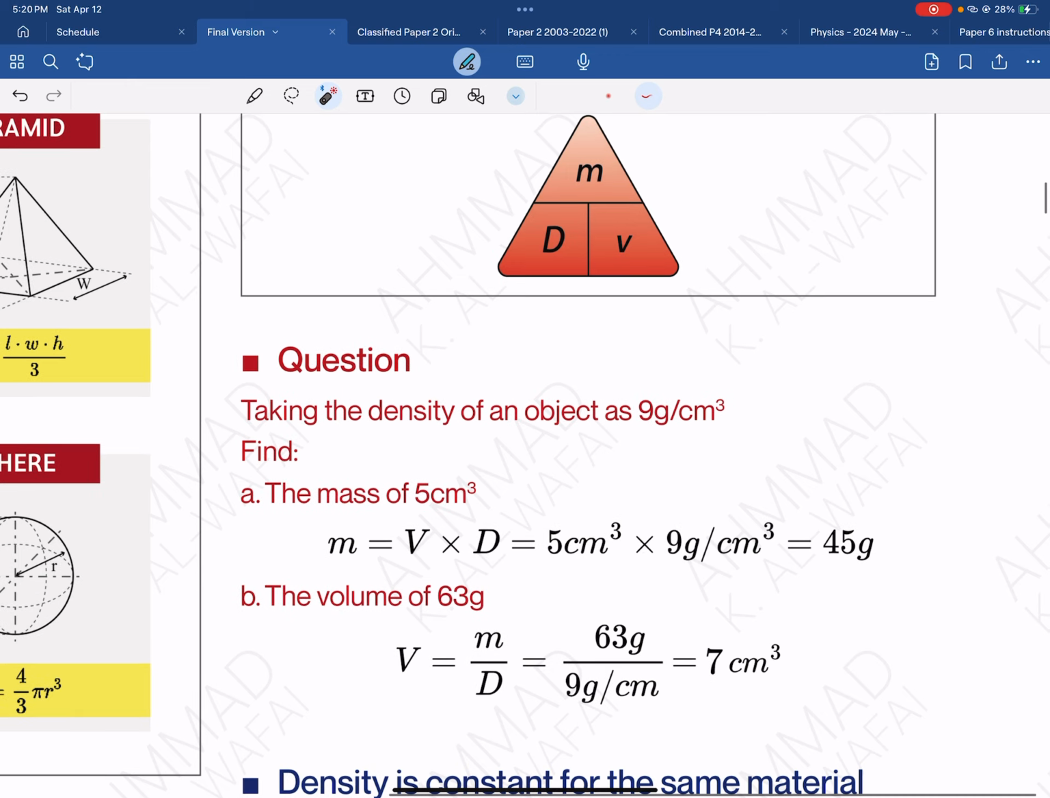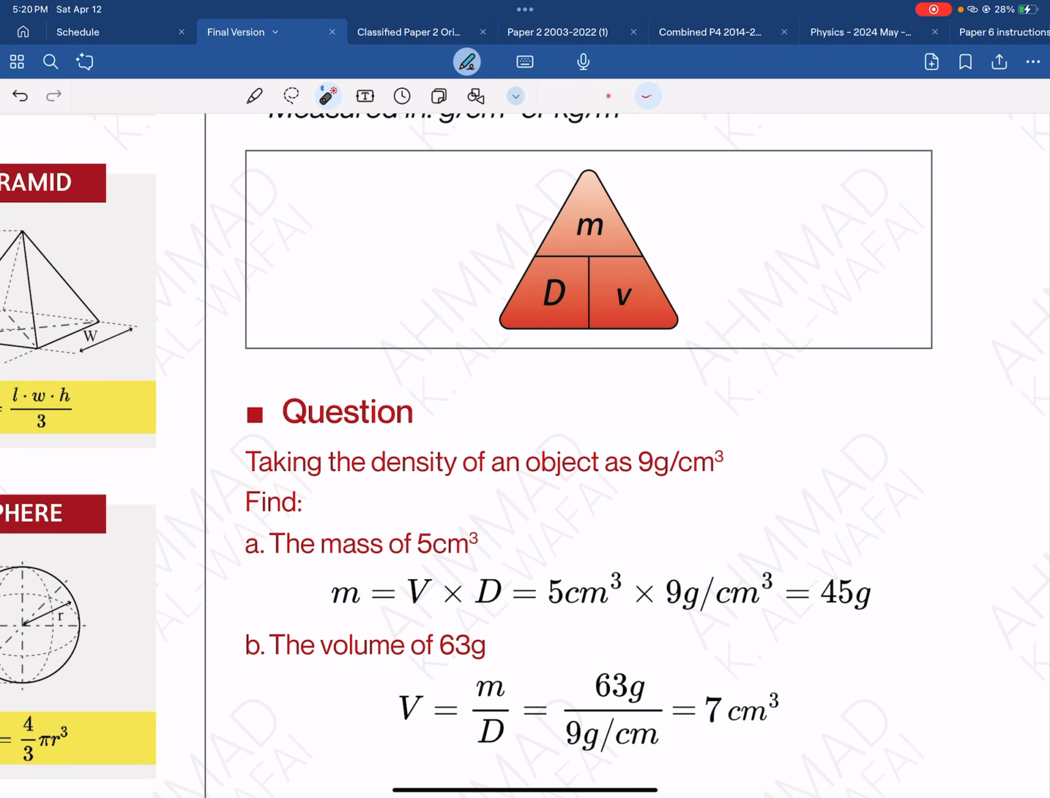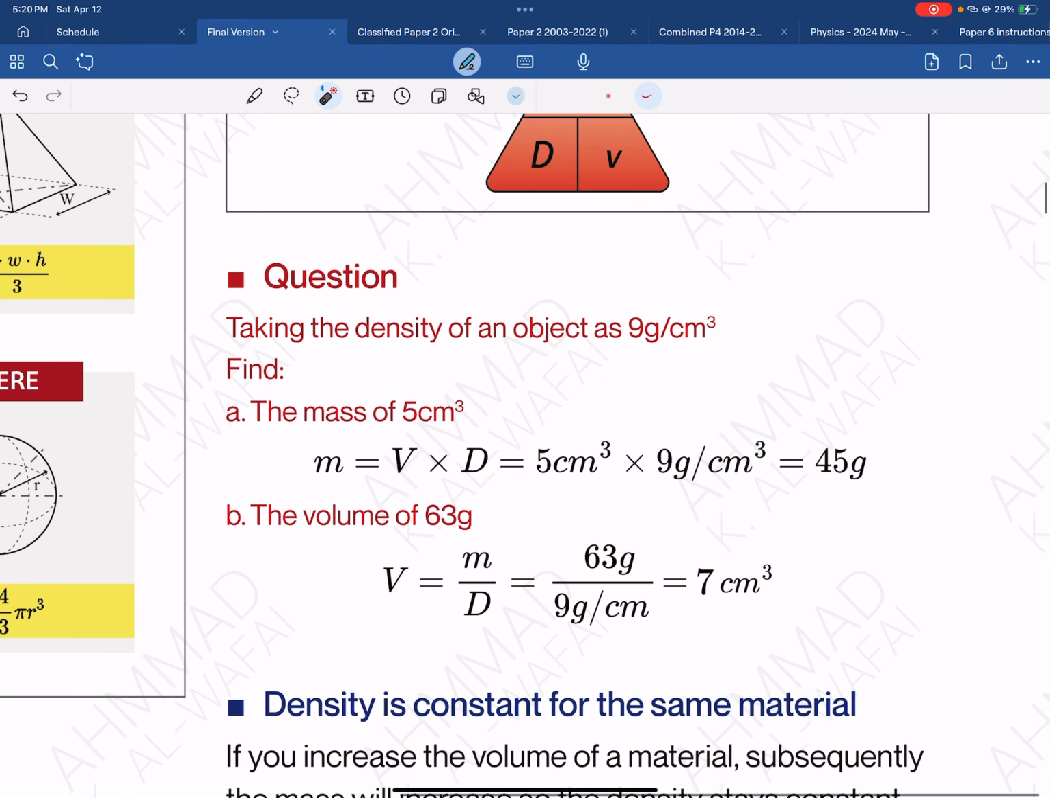So let's look at a quick example. If you have a density of an object as 9 grams per centimeter cube, and you're asked to find the mass of a 5 centimeter cube, simply write mass is equal to volume times density, which is 5 times 9, you get 45 grams. In this example, you want to calculate the volume of 63 grams. So the volume is equal to mass over density. So that is 63 divided by 9 centimeter cube. That's going to give you 7 centimeter cube.